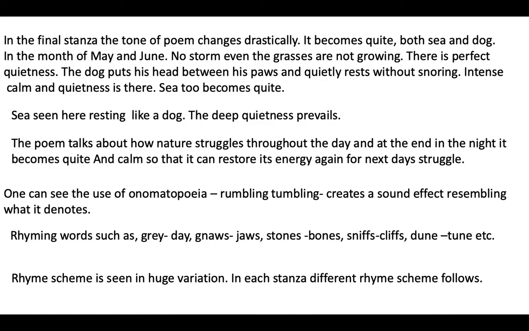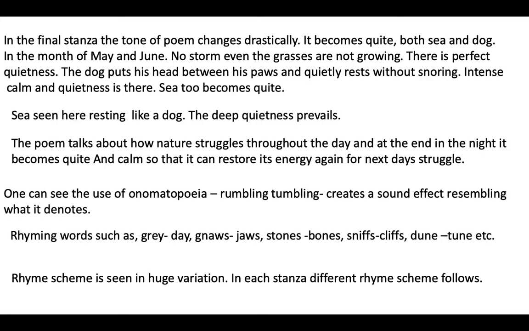Now let's take up one by one what all the rhyme schemes are and how stanzas are being channelized. One can see the use of onomatopoeia, rumbling and tumbling. So what is onomatopoeia? It creates a sound effect resembling what it denotes. Suppose I say the cat mews. Mews is the sound which is produced by the cat. Rumbling and tumbling give us a sound effect of the stones.